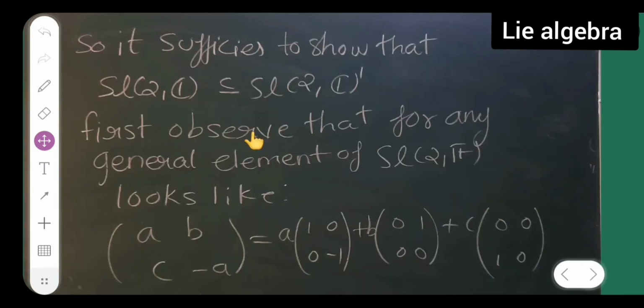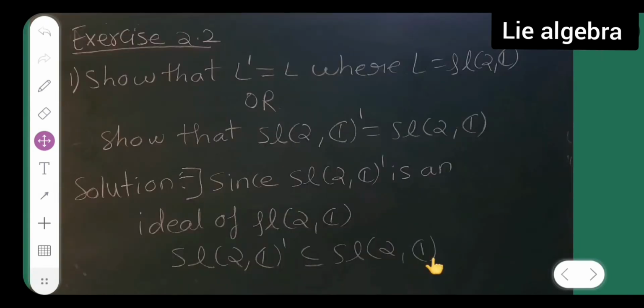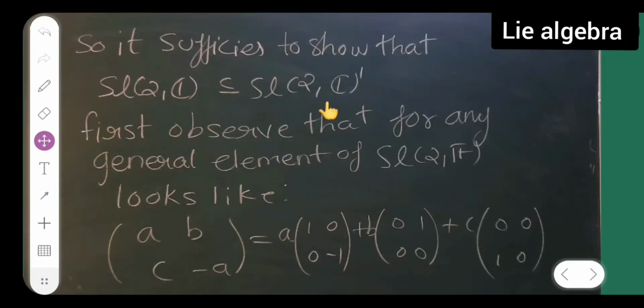Now it suffices to show that SL(2, C) is a subset of SL(2, C)', because here it was that SL(2, C)' was a subset of SL(2, F). Now I have to show that this is a subset of this.